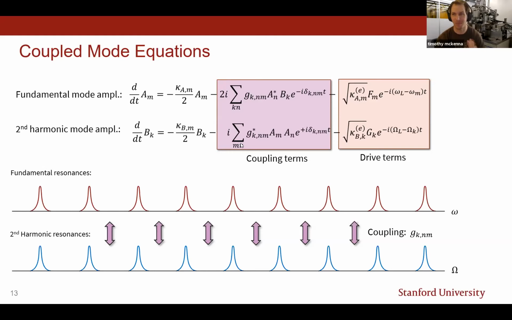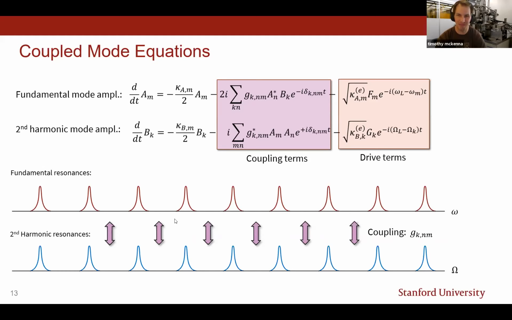In our case, it's about 150 kilohertz. So this shows coupling, and then we also have drive terms. Depending on whether we're looking to do second harmonic generation or parametric oscillation, you would drive the fundamental or second harmonic. So in cartoon form, this is what we have: a bunch of modes at the fundamental, a bunch of modes at the second harmonic, and they're all coupled. They might not all be coupled effectively, but this is what these equations represent.